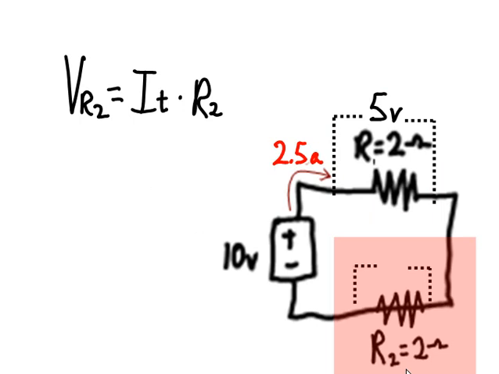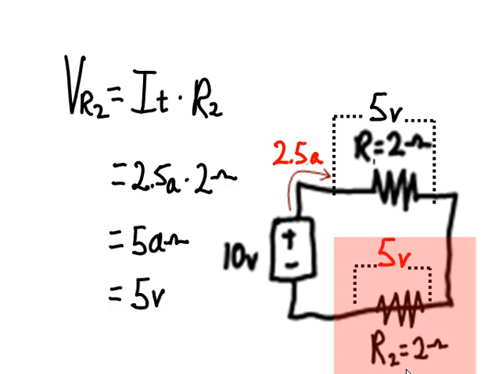VR2 equals IT times R2 equals 2.5 amps times 2 ohms equals 5 amp ohms equals 5 volts.